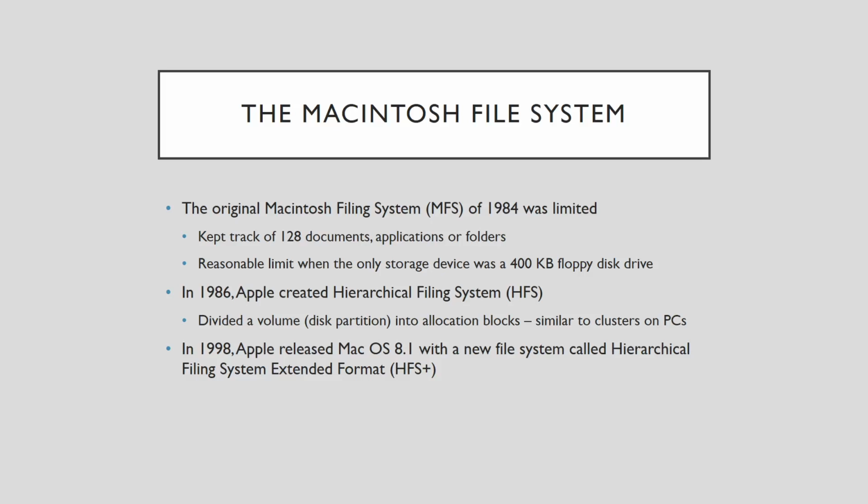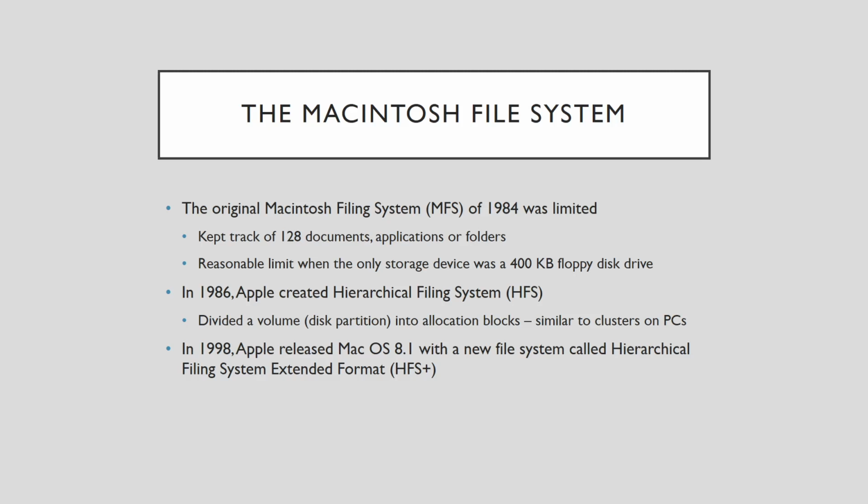In continuation, Windows and Unix file systems, now the Macintosh file system. The original Macintosh filing system was limited to keeping track of 128 documents, applications, or folders. This was reasonable when the only storage device was a 400 KB floppy disk drive.